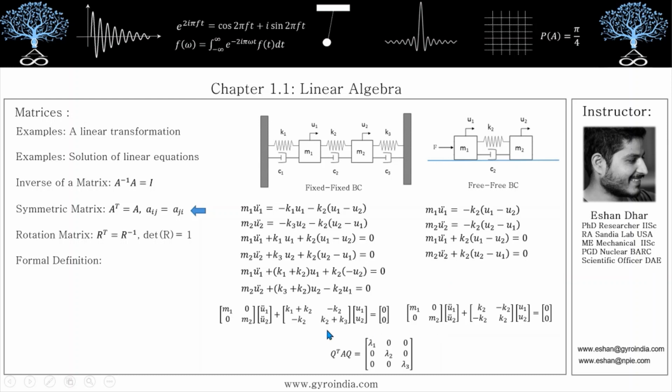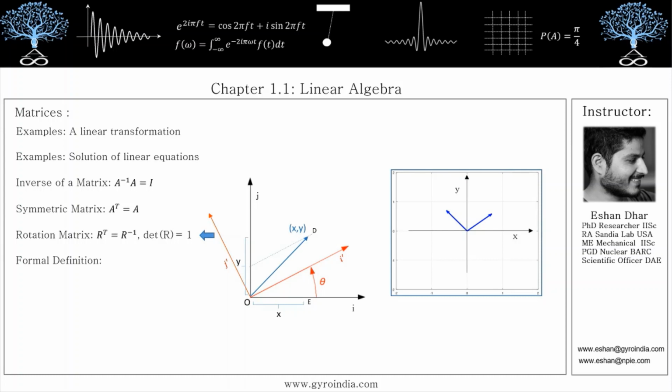Later on, when we study modal analysis, we will find out that symmetric matrices, from the spectral theorem, have a very useful property: they can be diagonalized. One of the most commonly used matrix transformations in the field of engineering is the rotation matrix. As you can see in this animation, application of the rotation matrix on a vector causes pure rotation about the origin.